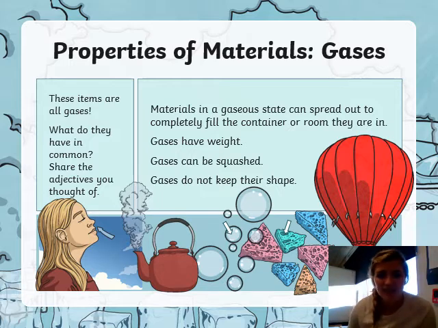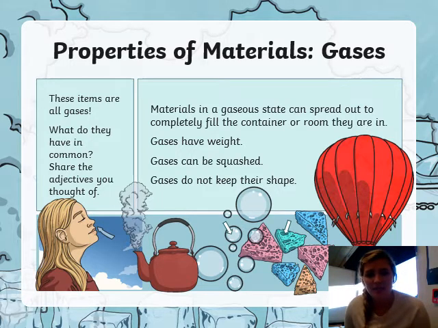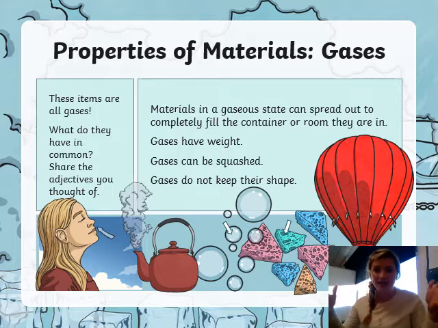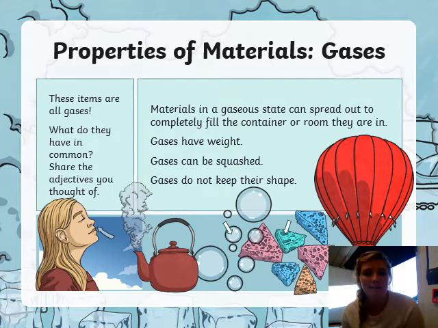Okay, gases. So these are materials that can spread out to completely fill the container. So they can go wherever they want and they can fill a container or a room that they are in. They have weight and they can be squashed, so you can push a load of gas into a smaller space, but they do not keep their shape. They're all over the place and they can be pushed into a smaller space as they can change their shape. They can change their shape all the time.